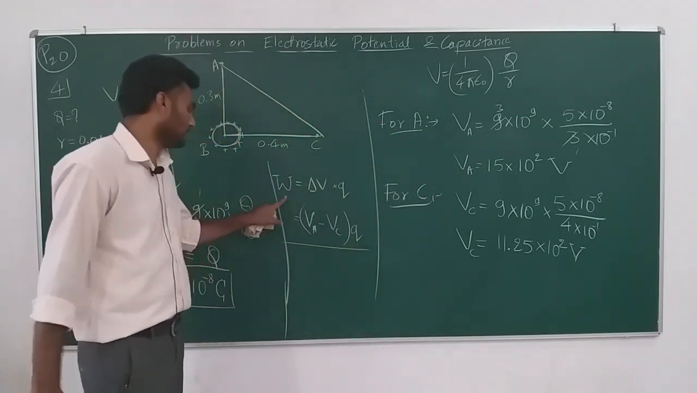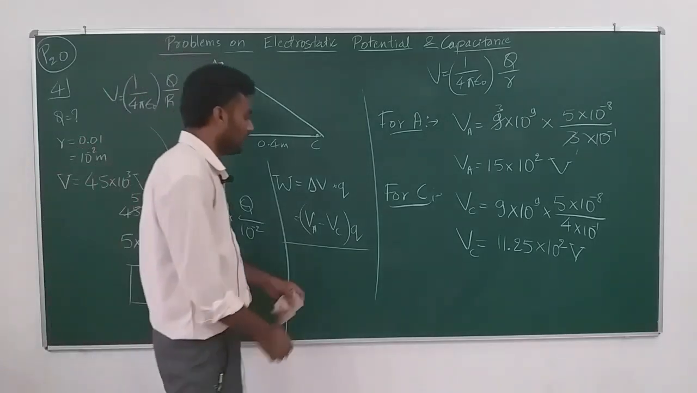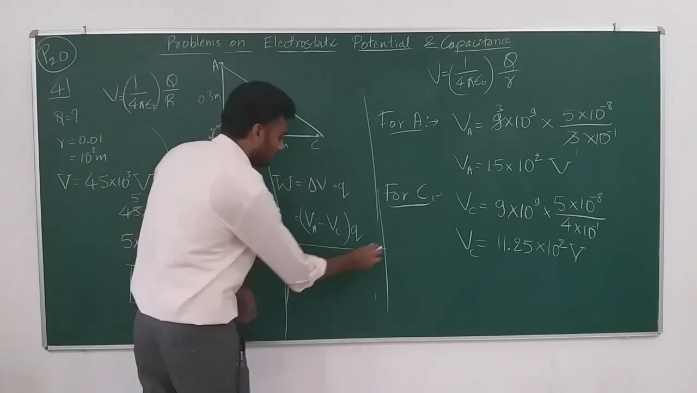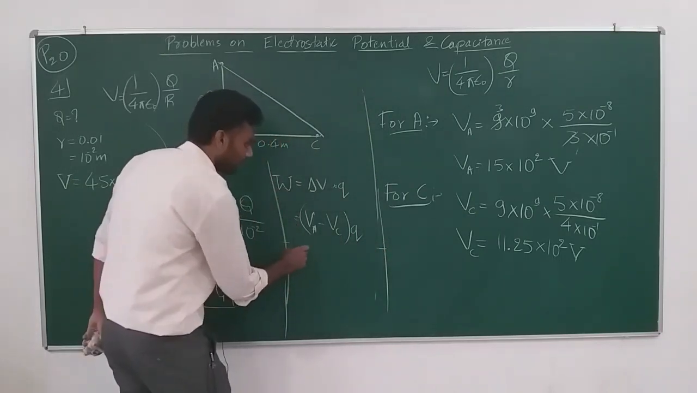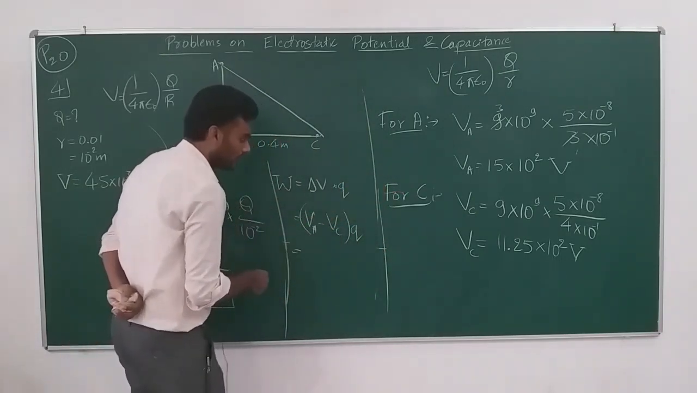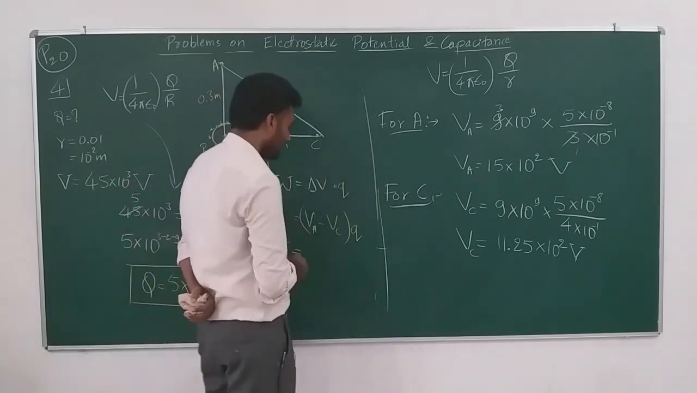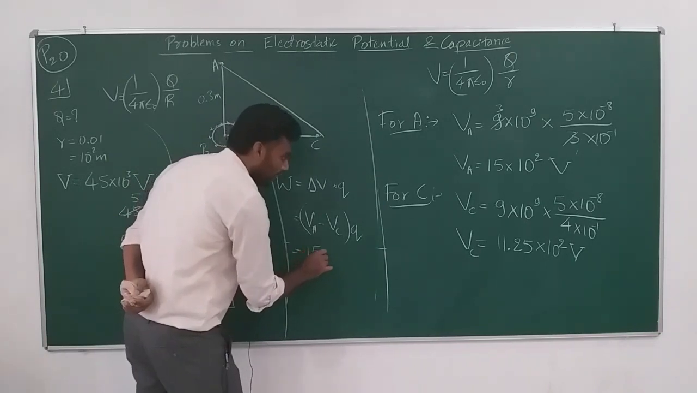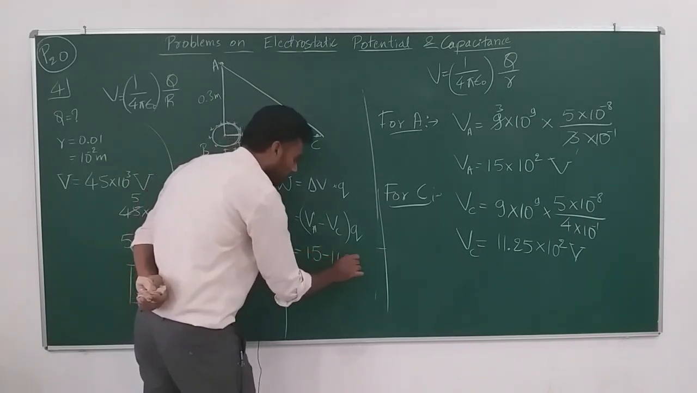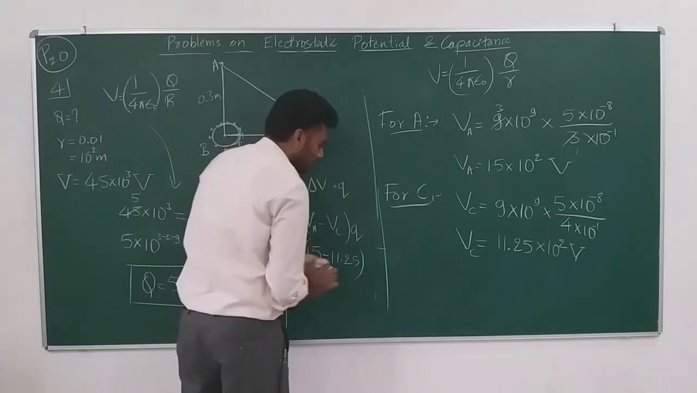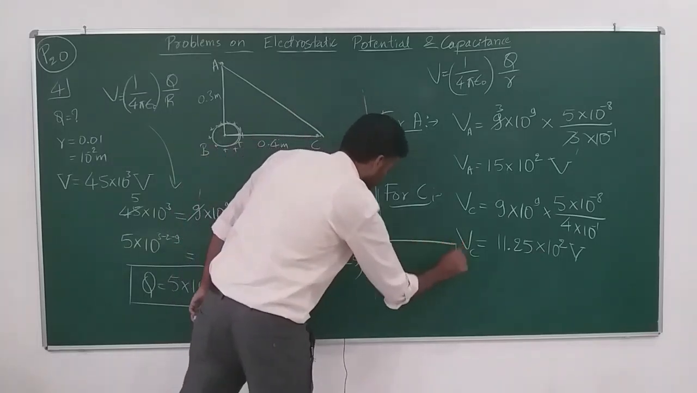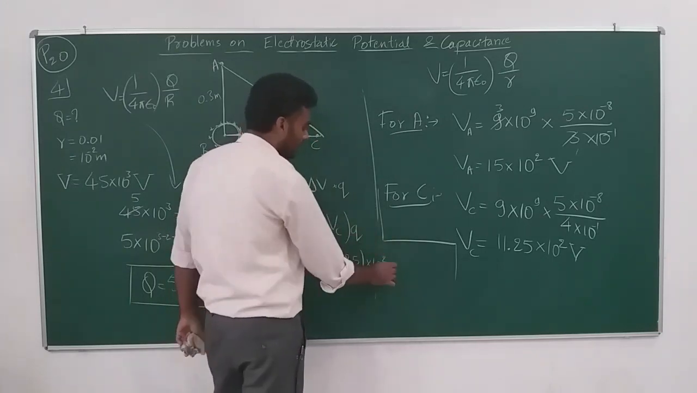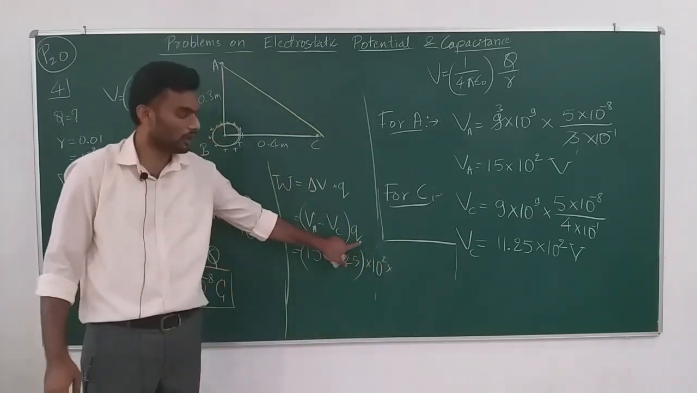Now that's fine, we are at the end now. We can come back to the actual equation. You have Va, 15 into 10 to the power of 2. 10 to the power of 2 I can take as a common factor. So 15 minus 11.25, into 10 square. 10 square is what I have taken as a common factor, into the small q.